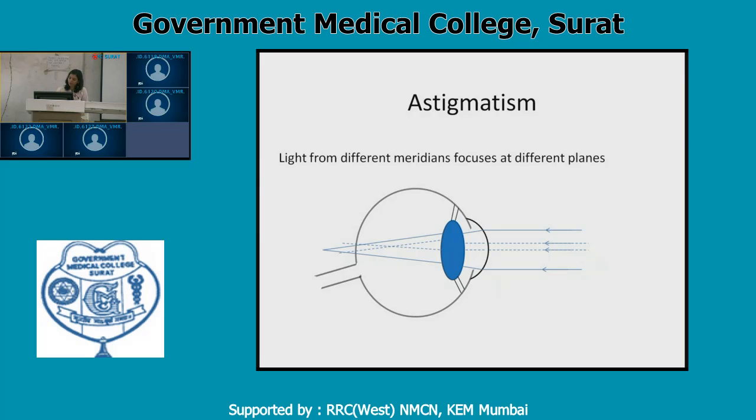You can see here, some light is focusing in front of the retina, some light is focusing behind the retina, some might be focusing on the retina. So because of different curvature of lens or cornea in different planes, light coming from different meridians focuses at different planes.